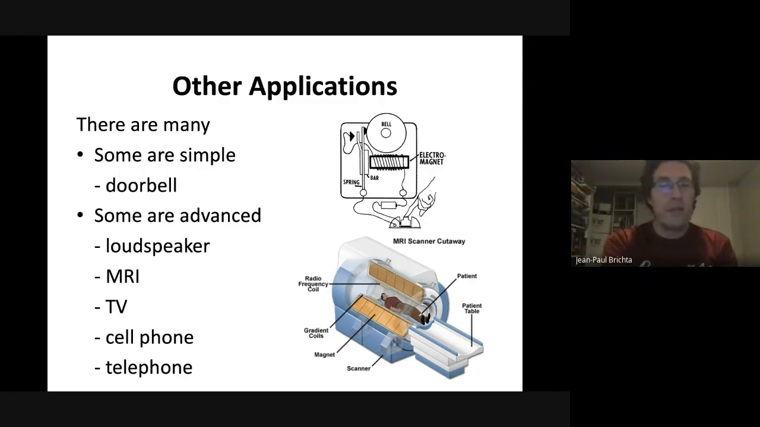Some more advanced ones: a loudspeaker is actually a really good device to look at if you ever get a chance, like just taking apart a speaker. If you ever have one that's broken, maybe a small computer speaker, it can be pretty cool. I'm actually going to link a video here so you can see how the guts of a loudspeaker are. It's pretty cool. I'm not going to talk about the other ones, but they all work on the same principle of using electromagnets of varying strengths.